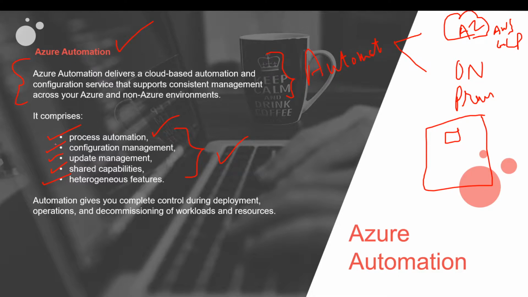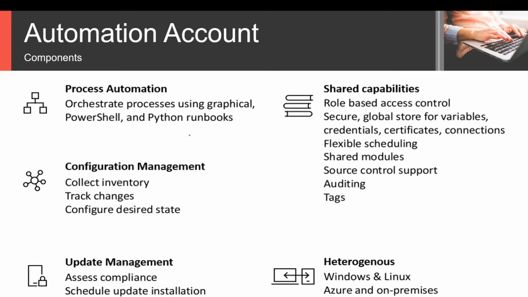In today's video, we are specifically focused on process automation, and we are going to see a demo on the same as well. So automation basically gives you complete control during deployment, operation, and decommissioning of workloads and resources. It provides you entire control to automate anything in Azure or on premises. So it provides a central service which can be used to automate anything, be it in Azure, AWS, GCP, or on premises.